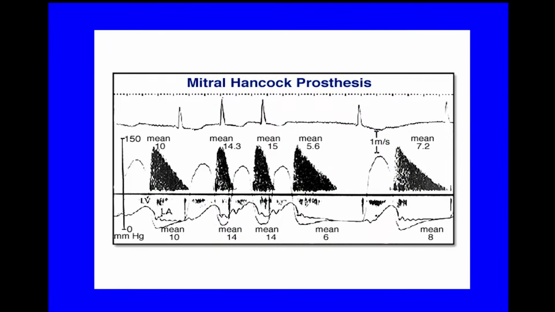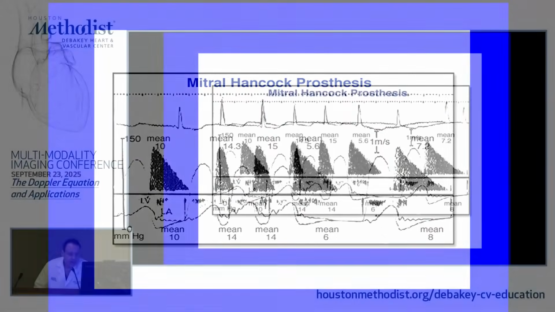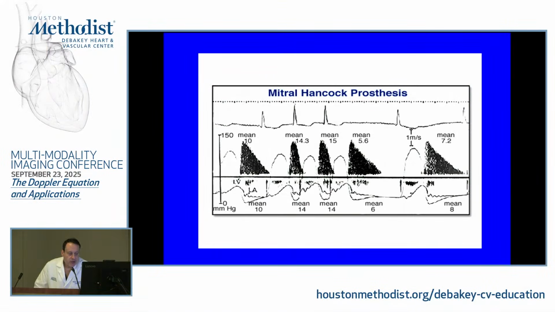Examples to show you the fidelity of the Doppler measurements of a gradient. These are pressure recordings from the left ventricle and the left atrium with mitral inflow. The patient is in AFib, as you see, and so there is a lot of beat-to-beat variation. If you look at the gradients here, the mean gradient is 10 and correctly captured by Doppler.